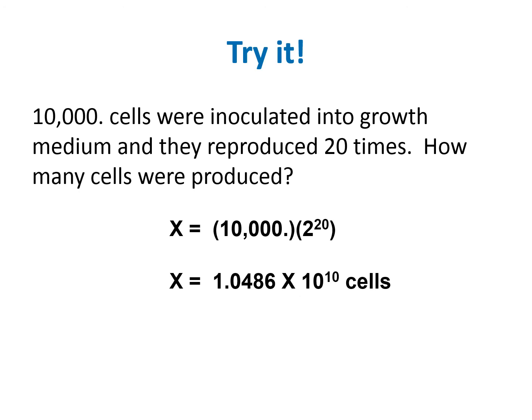All right, here we go. Our total number of cells, which is going to be X, is equal to the number that we started with. The problem tells us that we started with 10,000 cells, so that goes here. Then we're going to say times 2 to the number of generations. You're told that the cells reproduced 20 times, so that's another way of saying there were 20 generations. So you put your 20 as an exponent. If you put this in your calculator, you should have gotten something like 1.0486 times 10 to the 10 cells.